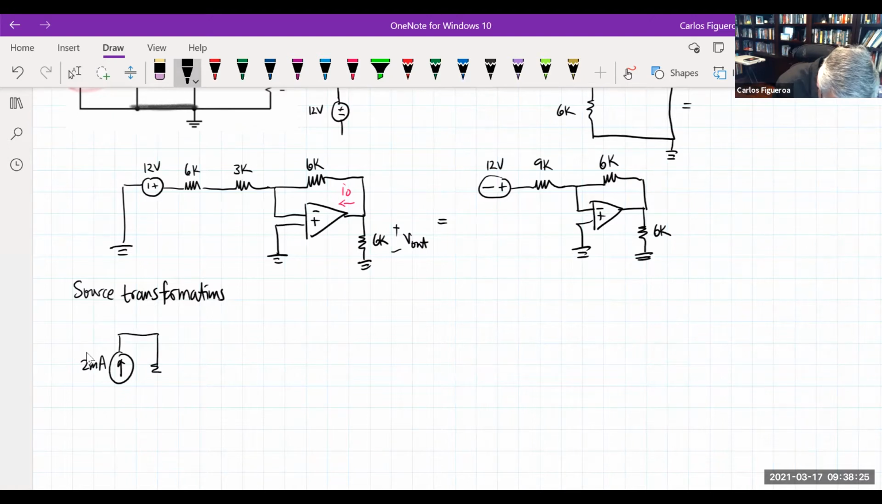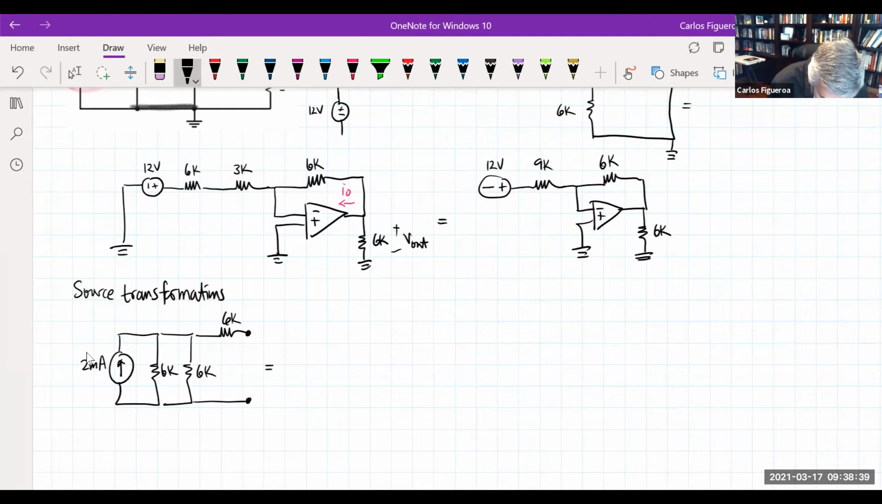Now I have a 6K. And then I have another 6K plus this 6K. So that's what my transformation looks like. And if I continue to do that, of course, this is a 3K. So then I should get, so if I multiply both of these together here, why am I not getting 12 volts?